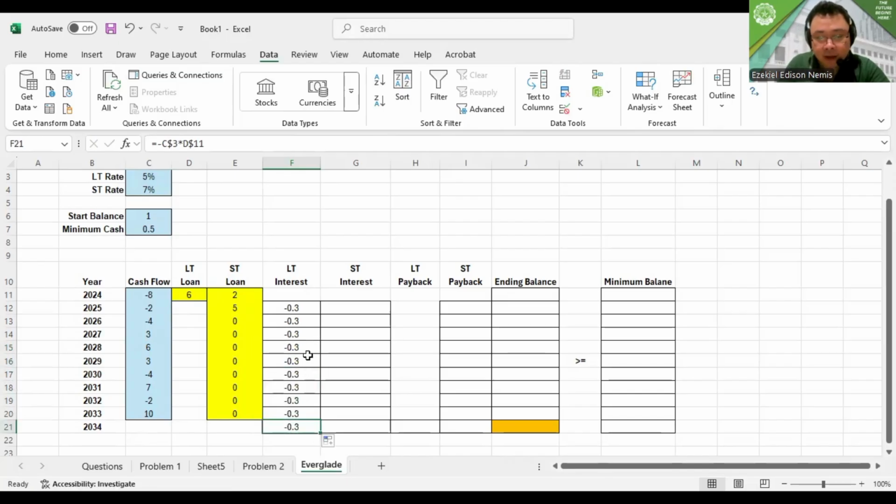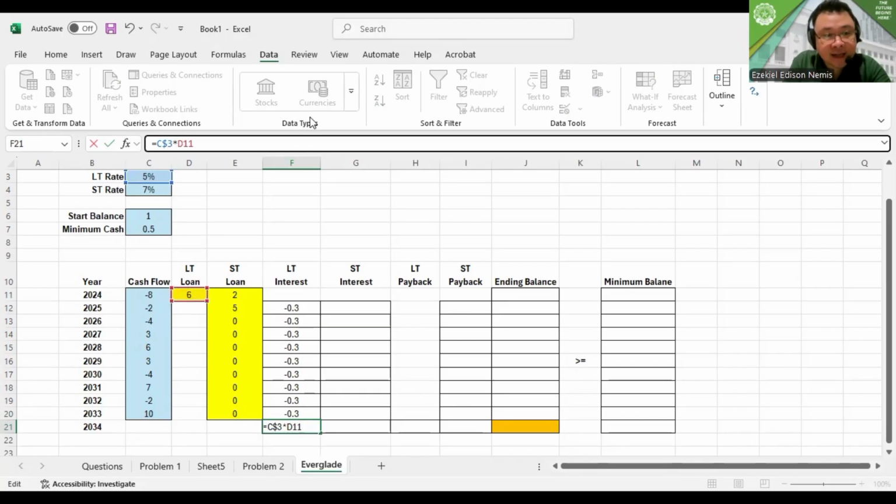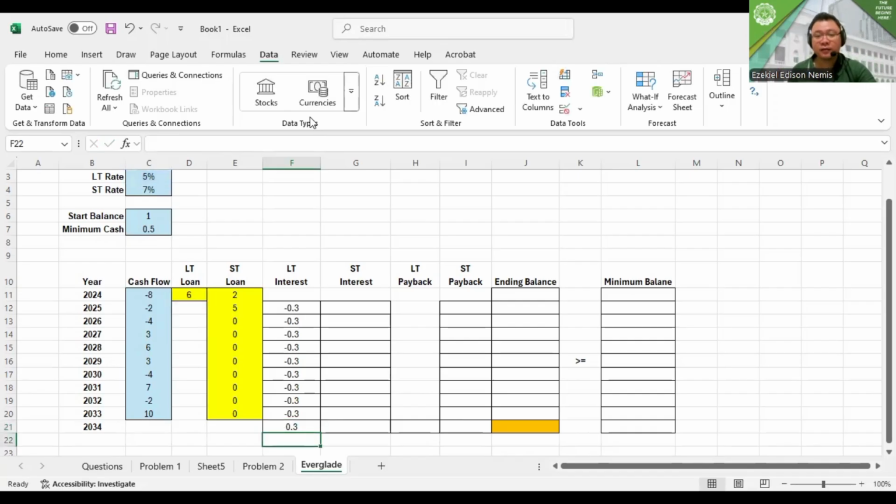Okay? Remember, equals, remember the formula? Get the loan rates, okay? Times the long-term loan. Okay? To lock the data so that it will not change cells, all we have to do is to put a dollar sign here and here, so that the data will be locked. Right? So therefore, we have the long-term interest. Okay? Long-term interest was taken from negative long-term rate times the long-term loan. Okay? So that's how we got the long-term interest.